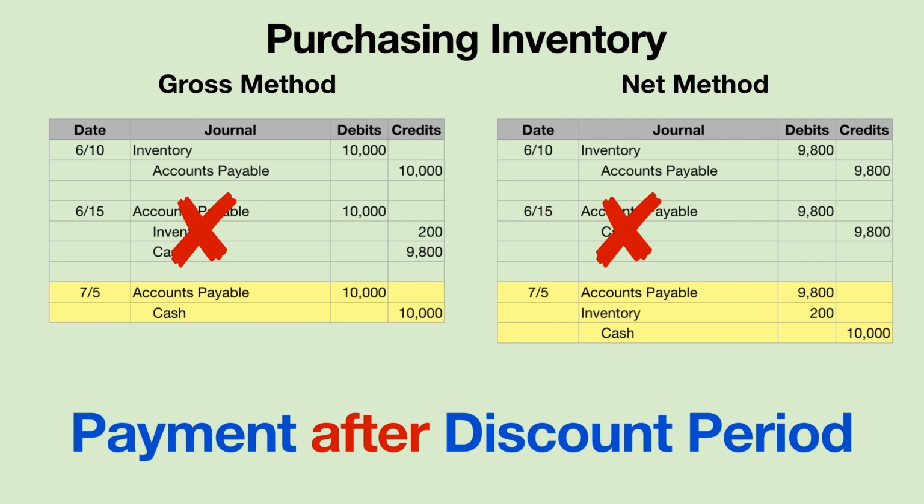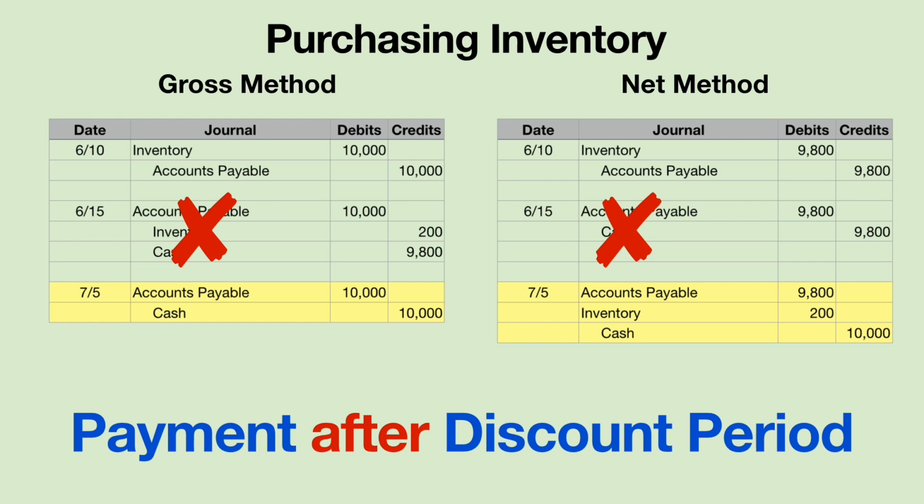to inventory. In the net method, we were already anticipating taking the discount. So we just debited accounts payable for $9,800 and we credited cash. I'm going to show you next what it will look like if we pay after the 10 days. And what will happen is the net method will require an adjustment and the gross method will not.